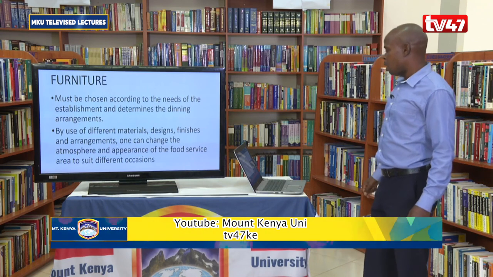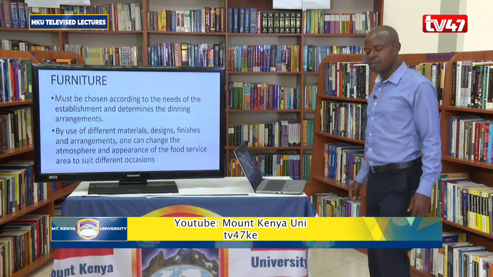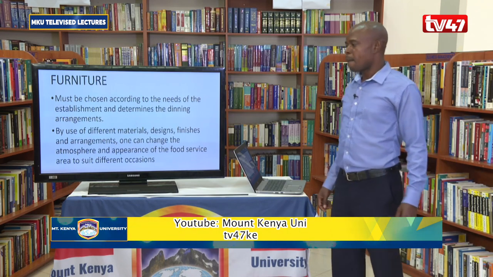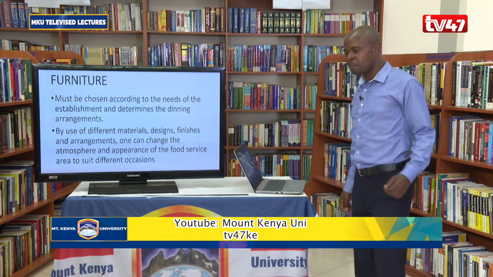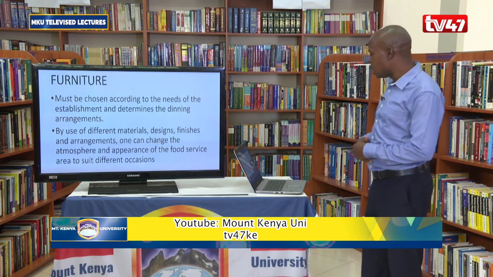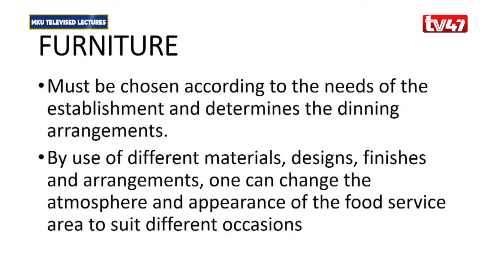Furniture. Why furniture? And why must we have it in our meal service area? It is important because, remember, this is where we have our tables, we have our sideboards, and so on and so forth. So, our furniture must be chosen according to the need of the establishment and determine the dining arrangement. As I said, a restaurant is the place where the dining takes place, or we have a dining room. So, that dining room or restaurant, you need to have the furniture. And the furniture that you have will determine the arrangement of the room.